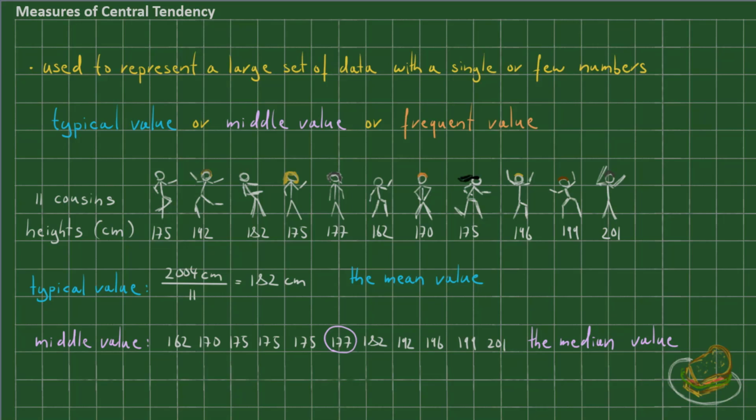Instead of giving the mean or the median value, I could also choose to give the most frequent value. As the name suggests, the most frequent value is the value that occurs most frequently. In this particular case, that is 175. It occurs 3 times. So I could say that the most frequent value is 175 centimeters. In statistics, this is known as the mode. So when it comes to representing a large set of data, I can use the mean, the median, and the mode value.